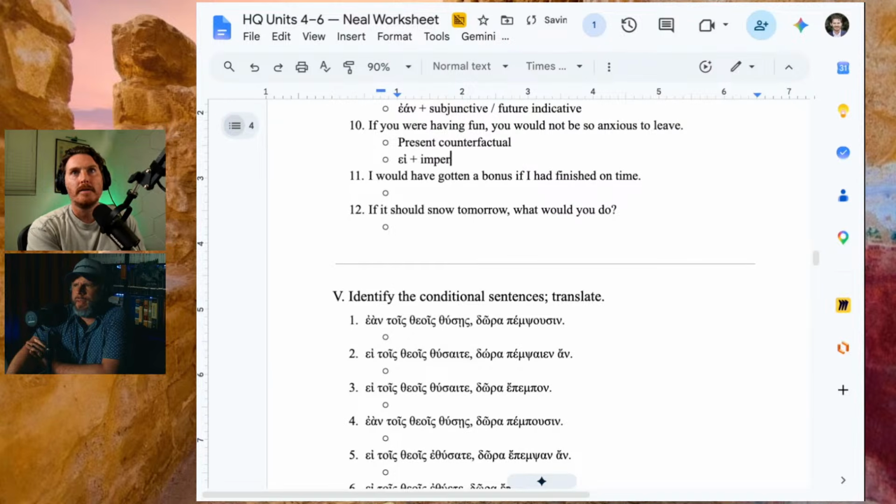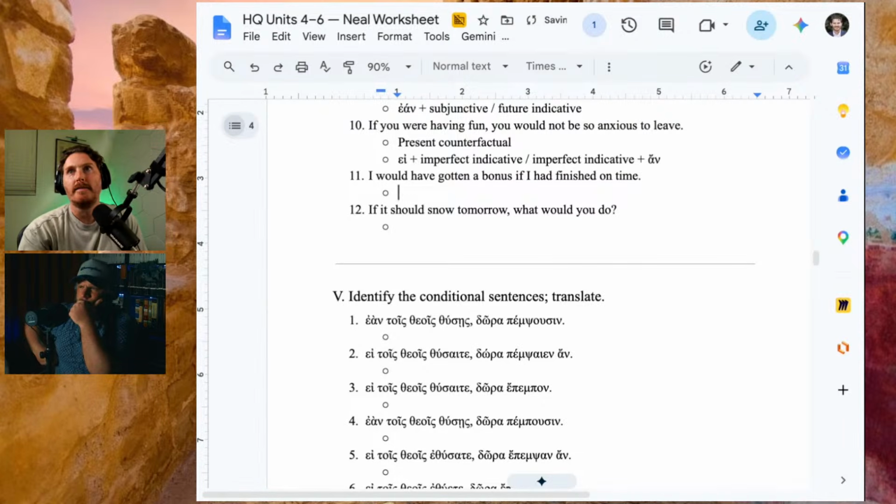So it's a plus imperfect indicative on the protasis side, and the apodosis side is imperfect indicative plus an, and we'll just leave it at that. That was hard. Yeah, it is a little hard.